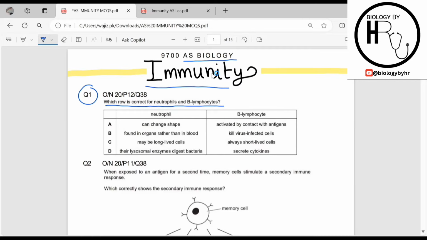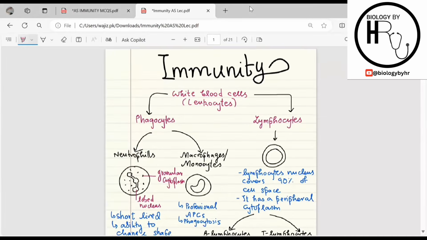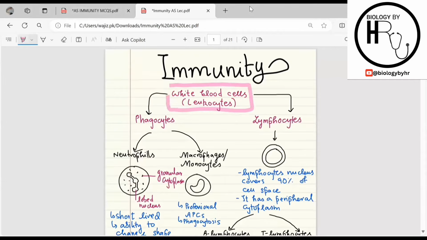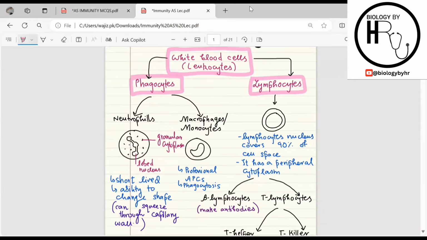In order to solve this question, we must first have the knowledge about the white blood cells. Let's now move on to the lecture slide for the white blood cell. We know that white blood cells are also known as the leukocytes. White blood cells are further classified into phagocytes and lymphocytes. And there are two types of phagocytes: the neutrophils, and the macrophages, which are also known as the monocytes.